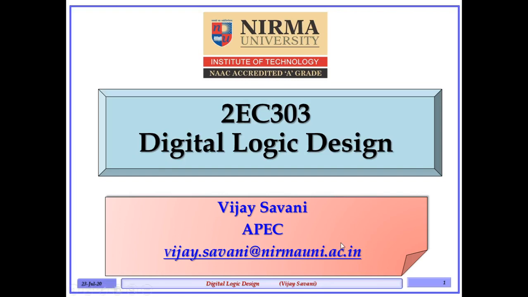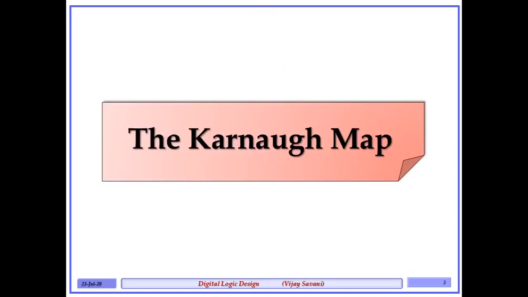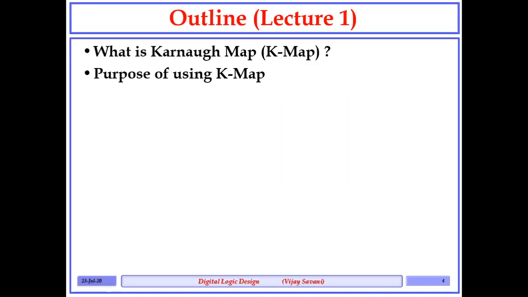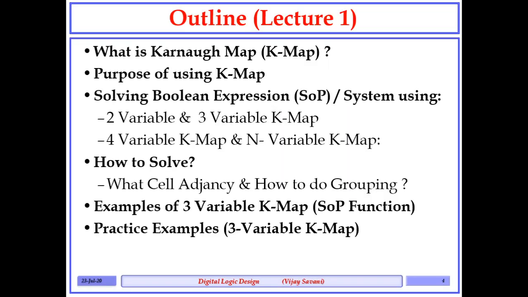Last time we started with Boolean algebra optimization, simplification using K-map. In continuation with that, today in this session we are going to discuss a more detailed part of the K-map. But before that, let us quickly revise what we have discussed in the last lecture.